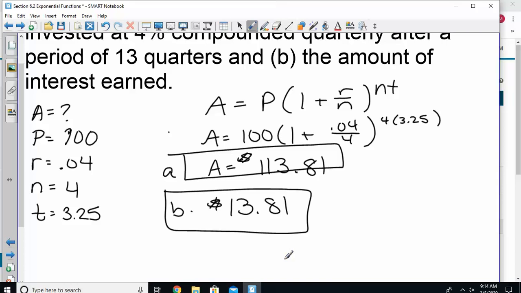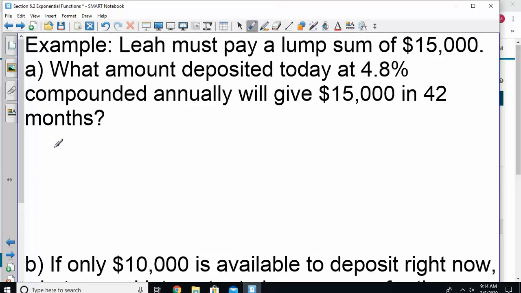So your ending amount minus what you started. How did you do that? You just subtract 100? Whatever P is. Yep. Okay, let's look at some more.